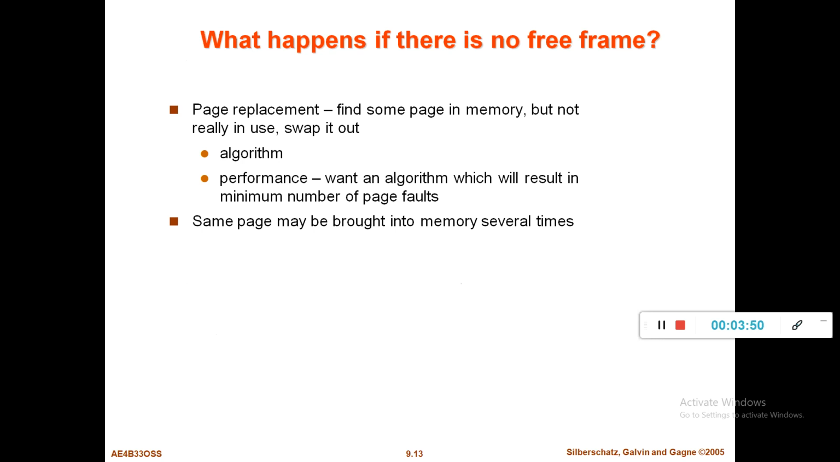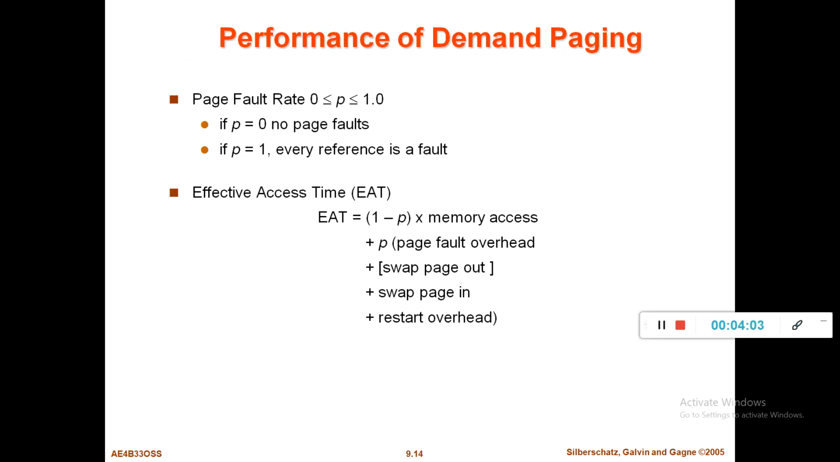And when you are going to apply the page replacement, the same page may be brought into memory several times. Before going to the implementation or discussion of these algorithms, we'll see the performance of the demand paging here. So as you know, what is demand paging? If a page is required by the CPU for execution, that page is going to be searched. It means that page is demanded by the CPU for the execution.